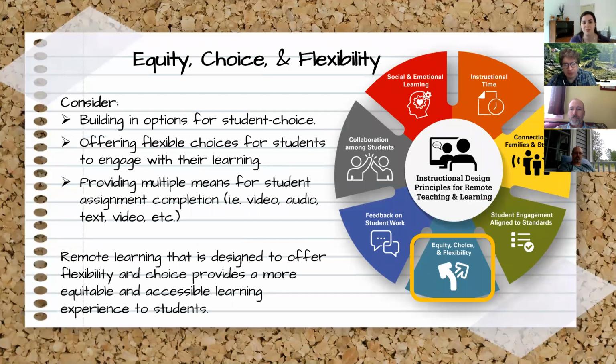Equity, choice, and flexibility. These play into the previous piece about engagement. When you have options for student choice and you offer them flexibility, you offer them a say in what they're going to learn about, even if it's just an option of 5 things you can pick and 5 different ways you could present your knowledge, it still gives them that ability to pick. They no longer are relegated to writing an essay.